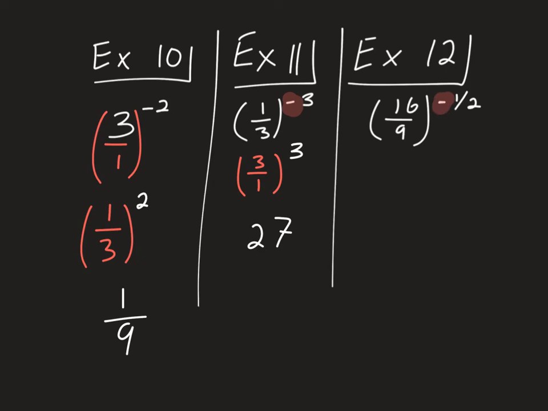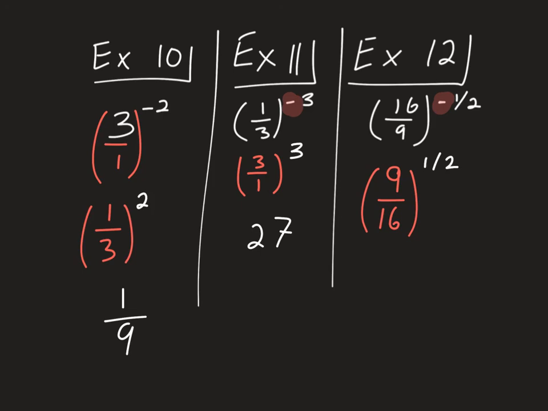So the rule for a negative exponent is to take your base, 16 over 9 in this case. So I'm going to take that 16 over 9, I'm going to flip it to be 9 over 16. Now I have 9 over 16 raised to the positive exponent, so raised to the positive 1/2. All right, so I took care of the negative thing, so that's done, that's good. Now I still have a fraction raised to a fractional exponent.